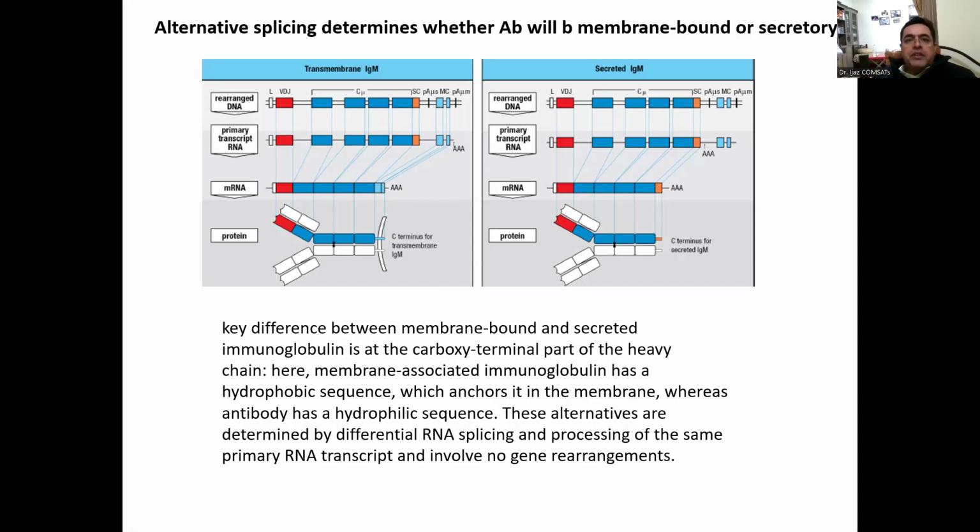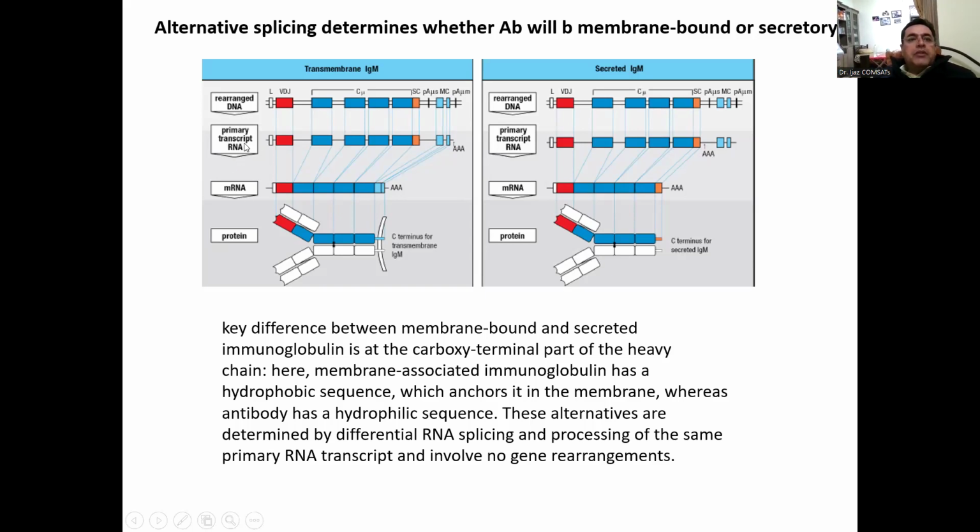All the cell membranes have a hydrophobic interior because of the lipids that are present there, the phospholipids. All membranes are phospholipids actually, so the membrane's interior is hydrophobic. So this sequence that you see in the blue is coding for a hydrophobic part of the peptide that is going to anchor this immunoglobulin IgM into the membrane of the B cell.